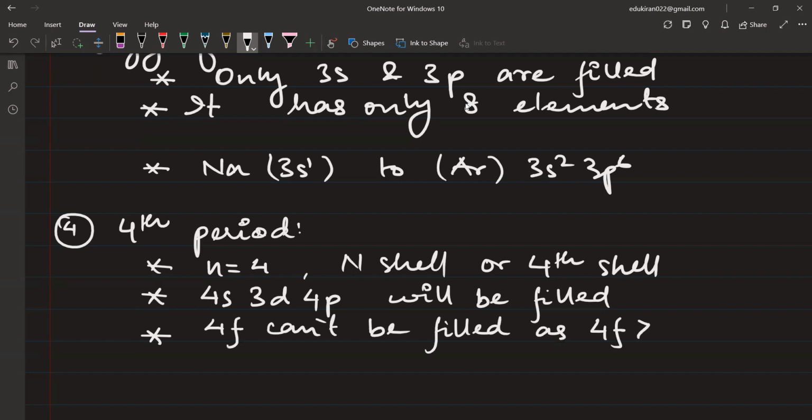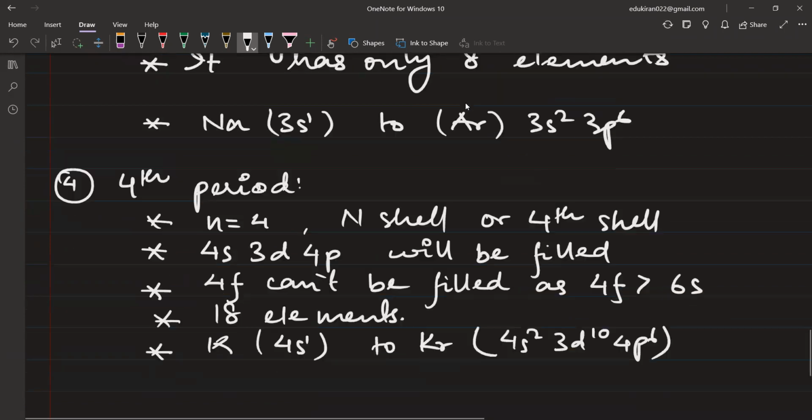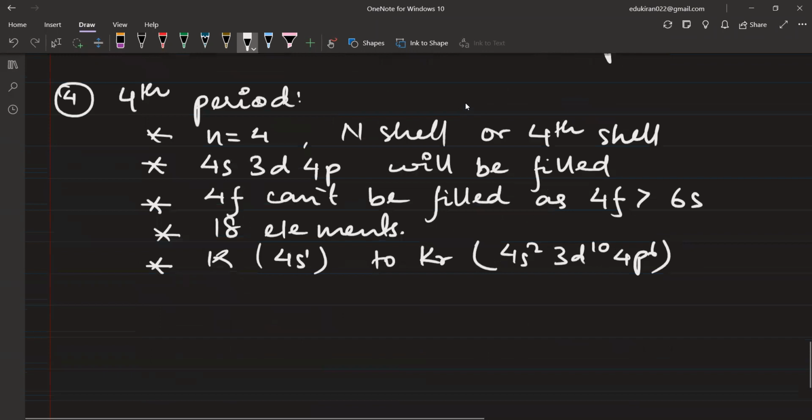As the energy of 4f is greater than that of 5s, until 5s is filled we cannot fill 4f. Even 4f is higher than 6s, so we have to wait till 6s, and then only we can fill the 4f. So this period will have 18 elements. The elements start from potassium, which has the outermost electronic configuration 4s1, to krypton, which has 4s2, 3d10, and then 4p6. This is all about the fourth period.